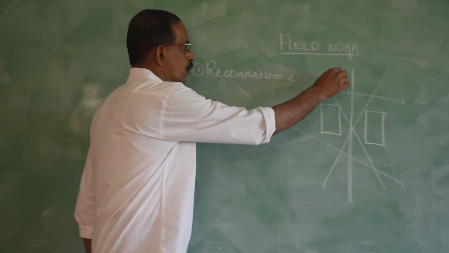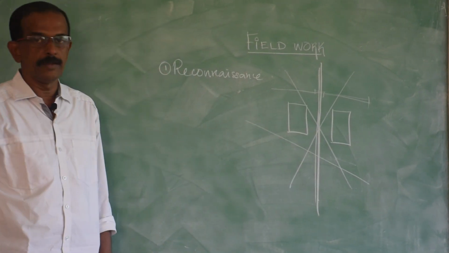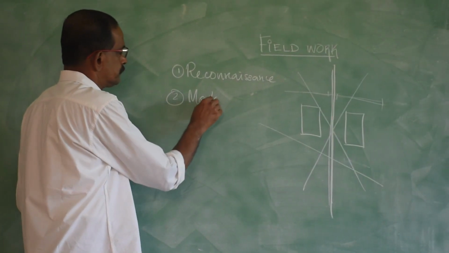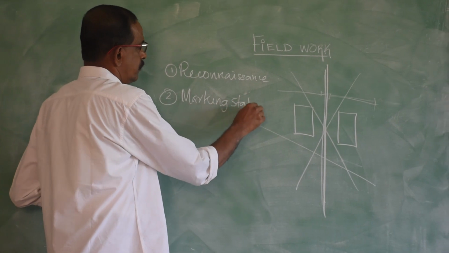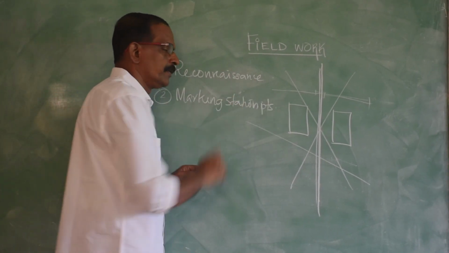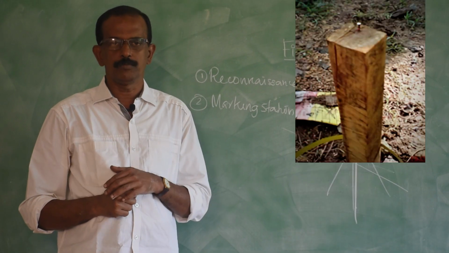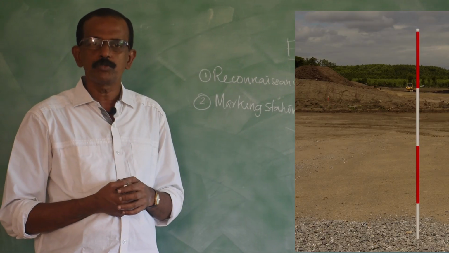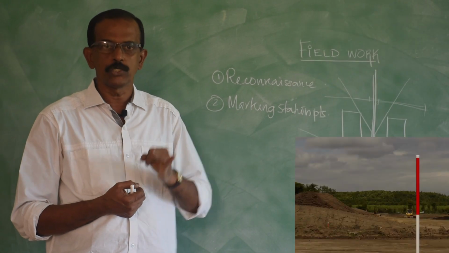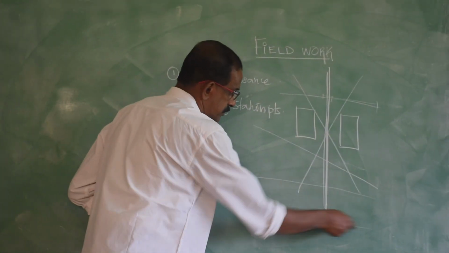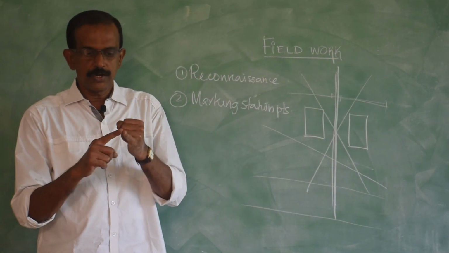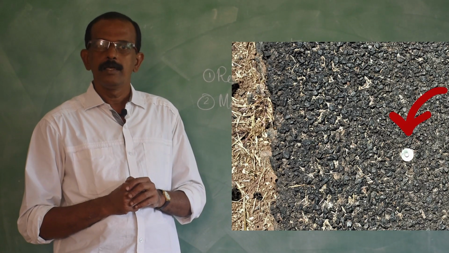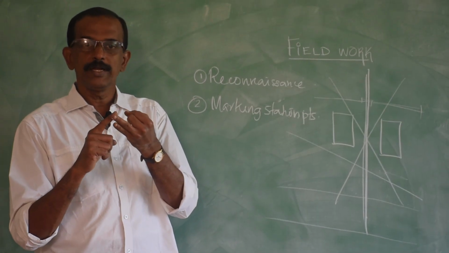So first you have decided this is the best direction for the baseline or the chain line. What is the next step? The next step is marking the station points. Which instrument is used? A peg is used to mark the station point. If you can finish the work within half an hour or 1 hour, even ranging rods can be used. So, either peg or ranging rod. If the surface is very hard, like a road or paving blocks, even nails can be used to mark the station points. So, either peg, ranging rod, or nail.